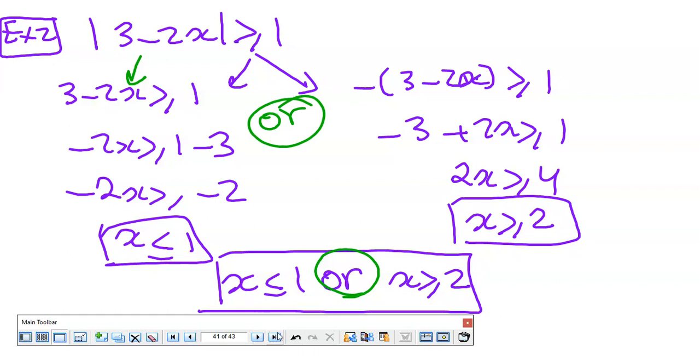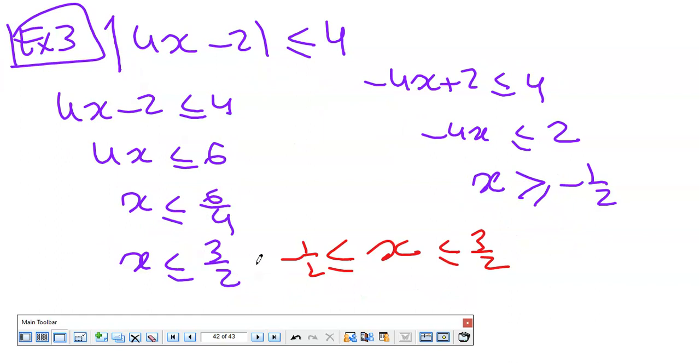If I want now to solve, this is the last example, absolute value of 4x minus 2 less than or equal to 4, the same. What I need to do is either 4x minus 2 less than or equal to 4, or minus x plus 2, the opposite, less than or equal to 4. Then I solve again. 4x less than or equal to 6, x less than or equal to 3 over 2, x bigger or equal than minus half. So can I write it in between? Yes. So here it's and.